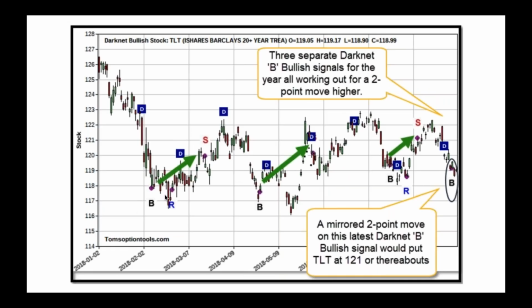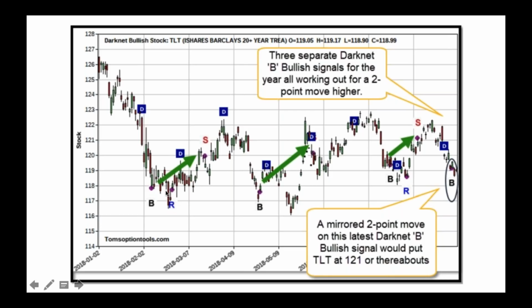All right. This is the bond market. We also like to look at TLT because, again, stocks, bonds, currencies, commodities, these all interrelate with each other. And so the bond market does typically move opposite of stocks. Now, bonds have shown a relatively great signal when we get down and we see Darknet.